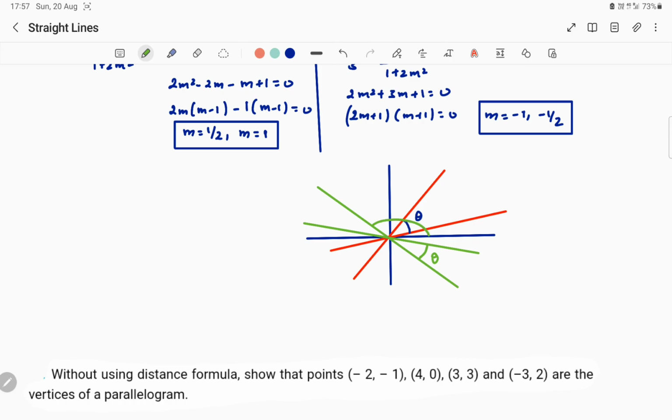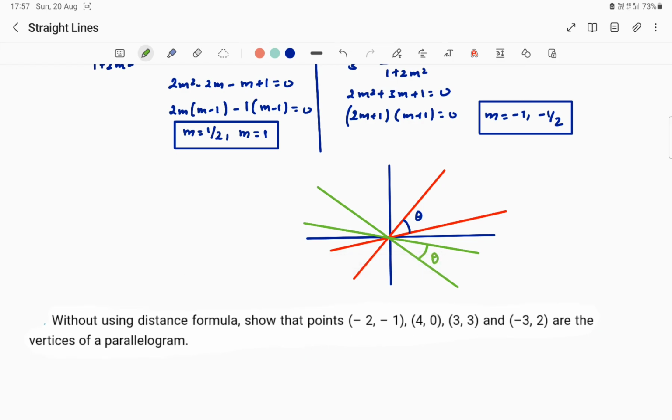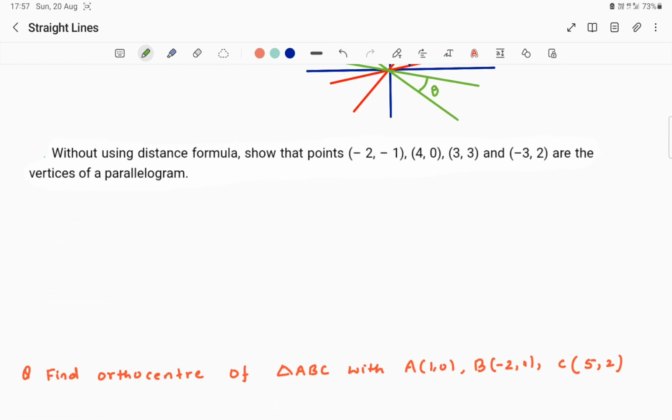If one slope is minus 1 here, and here the slope is how much? Minus half. So you can see that both conditions still hold true: the slope is double the other, and the angle between them is still theta. Okay. If this was not clear, you can leave it. By calculation you have got the answer.